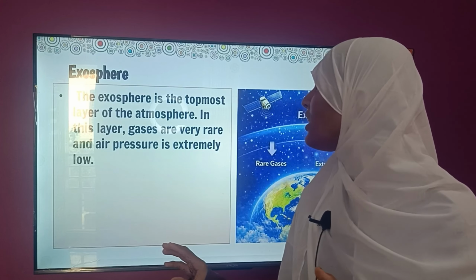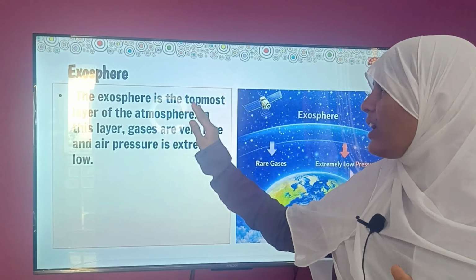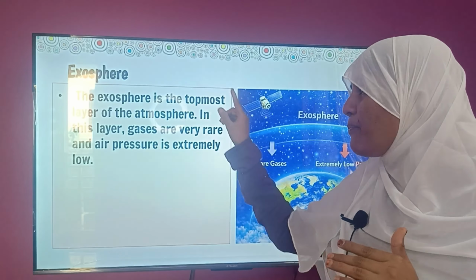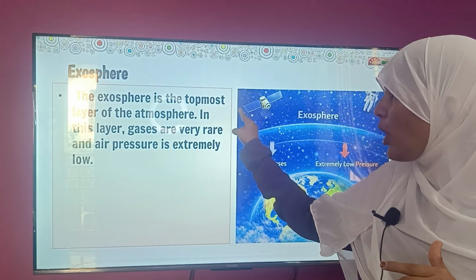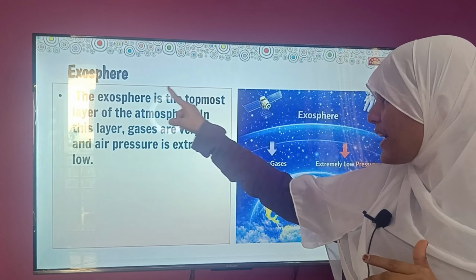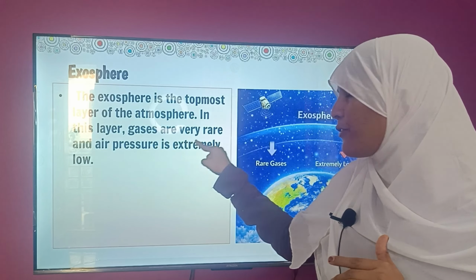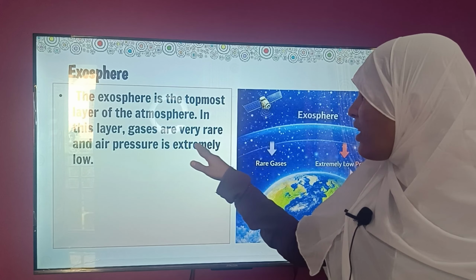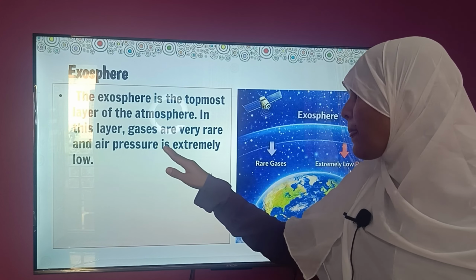The last layer is the exosphere. The exosphere is the topmost layer of the atmosphere. In this layer, gases are very rare, and air pressure is extremely low.